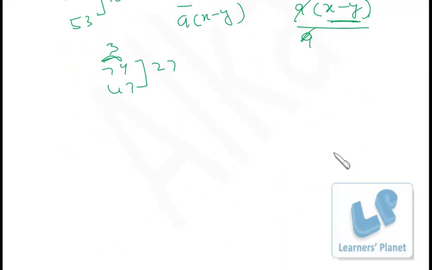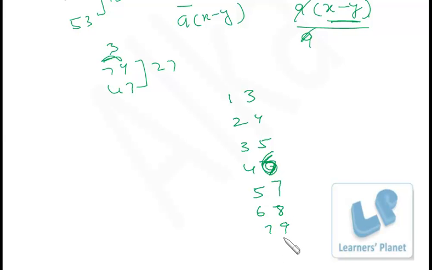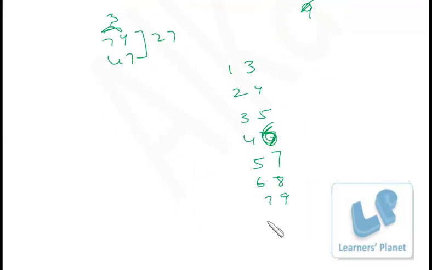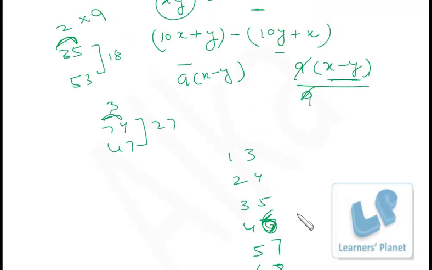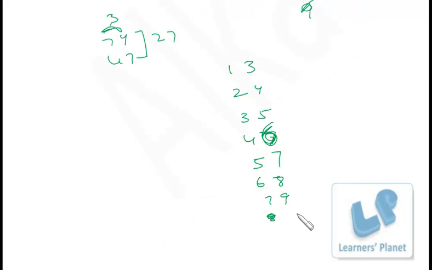So we just write down the possible combinations, that is 13, 24, 35, 46, 57, 68, 79. Okay, so these are the two digit numbers. So when we add 18, the digits will be reversed, right? 31, 42, 53, 64, 75, 86 and 97.